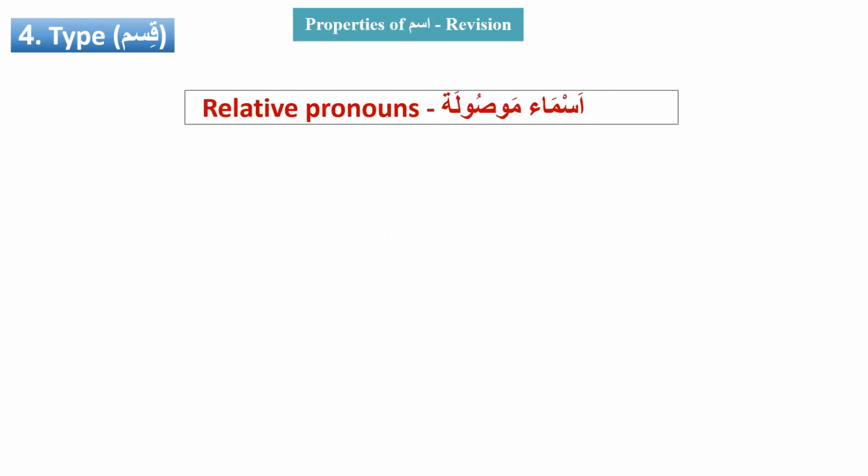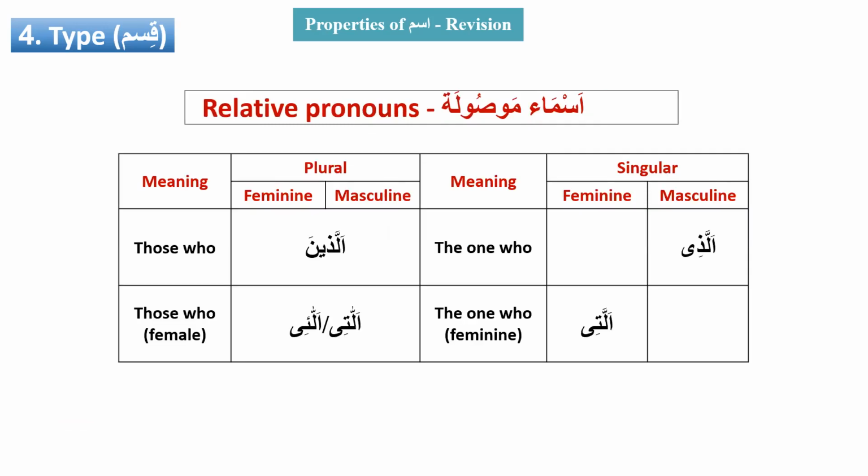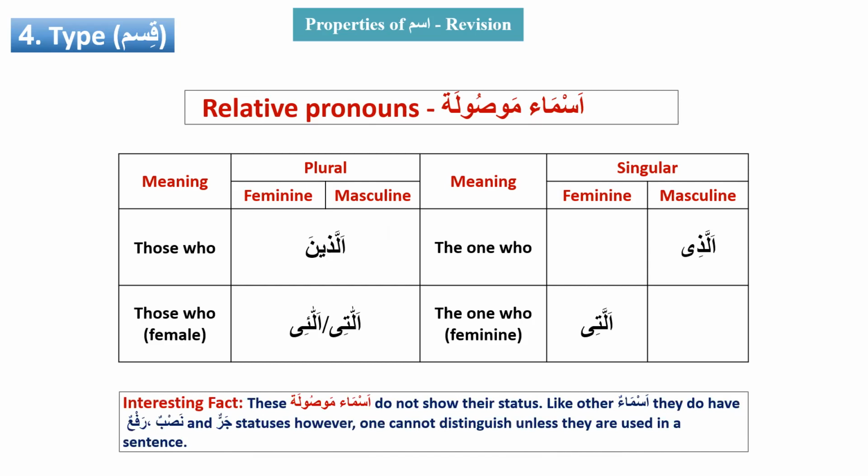And asma'u mawsula, the relative nouns, allazi, allati, allazina, allai, all these words are also proper, and the same thing applies to them. They don't change their shape to show their status. They do have statuses, rafa, nasab, or jar, but they don't show it. It's like Muslimun, Musliman, Muslimin, they're different. But allazi doesn't change. So it doesn't show its status, like pointing nouns. So the pointing nouns and these relative nouns, I should call them relative nouns, I don't know why I wrote pronoun. Anyway, these are proper nouns.